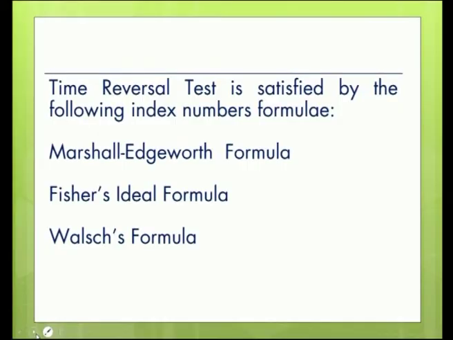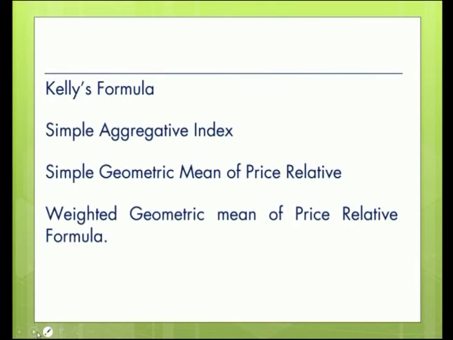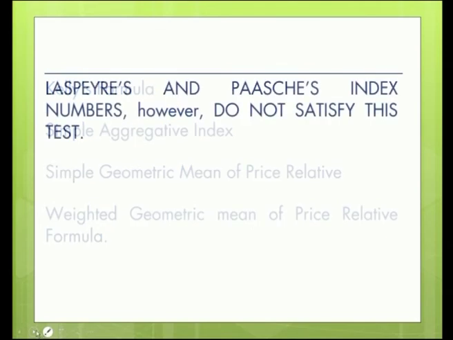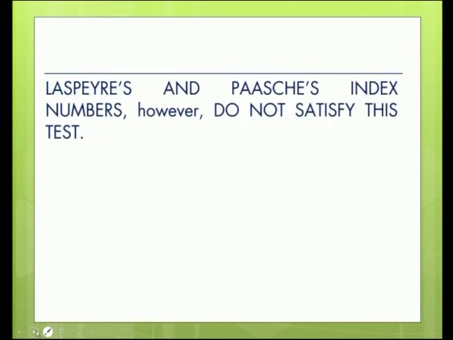Now, the time reversal test is satisfied by the following index number formulae: Marshall-Edgeworth formula, Fisher's ideal formula, Walsh formula, Kelly's formula, simple aggregative index formula, simple geometric mean of price relatives formula, and weighted geometric mean of price relatives formula. But the most used Laspeyres and Paasche index numbers, however, do not satisfy this test.